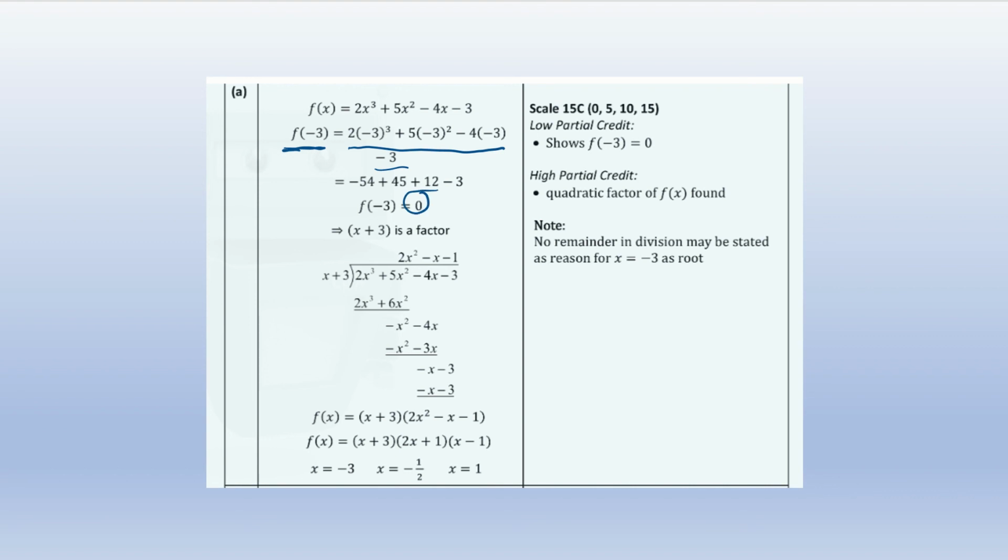If you got 0 at the end, you have proved that it is a factor. So just make sure that you tell the examiner that. That line there is quite important. Just let me know as an examiner that you've done what was asked of you and you want your marks.